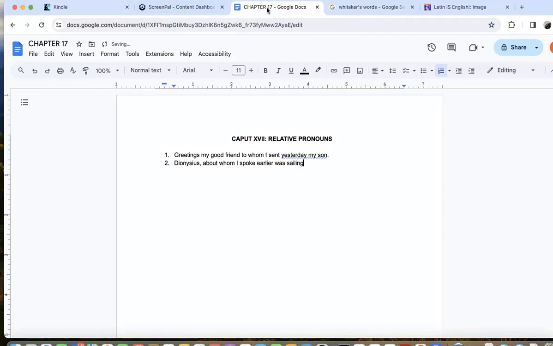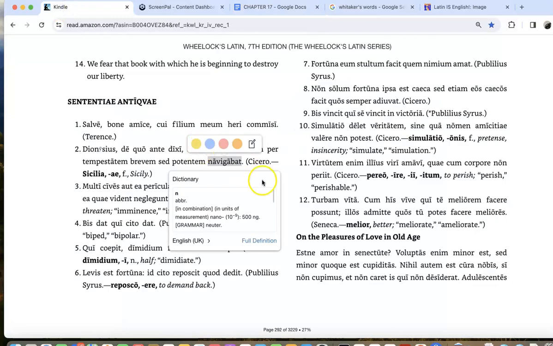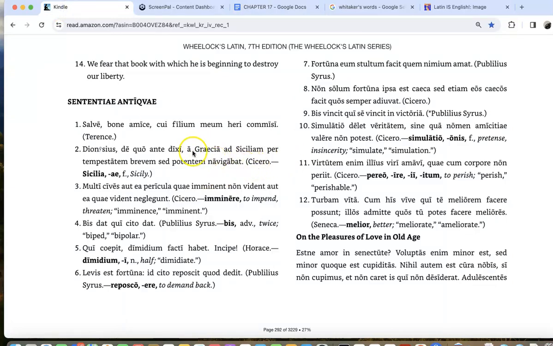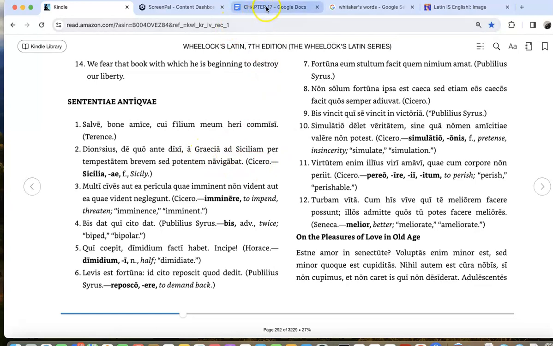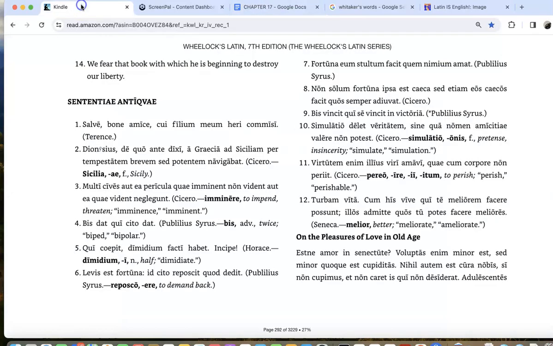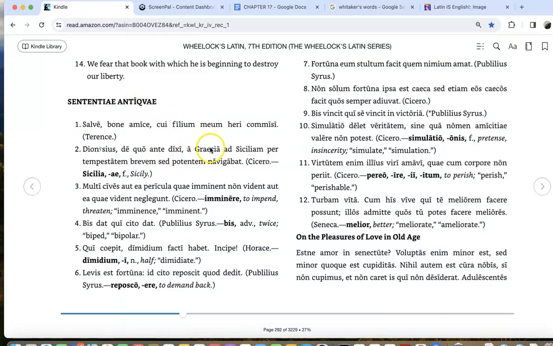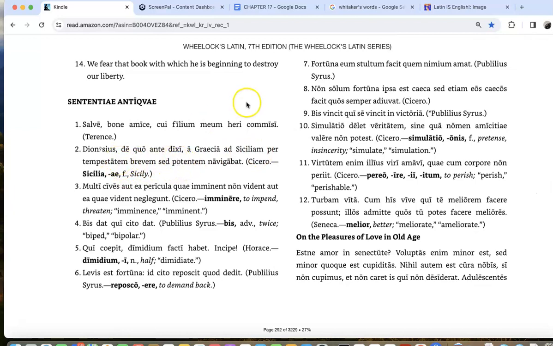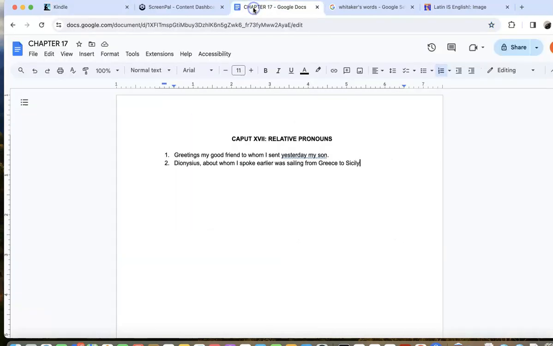And of course, what tense is that? That is imperfect, so we use past tense on that. And then sailing from Greece to Sicily. And then what were the conditions? Through a brief but powerful storm.